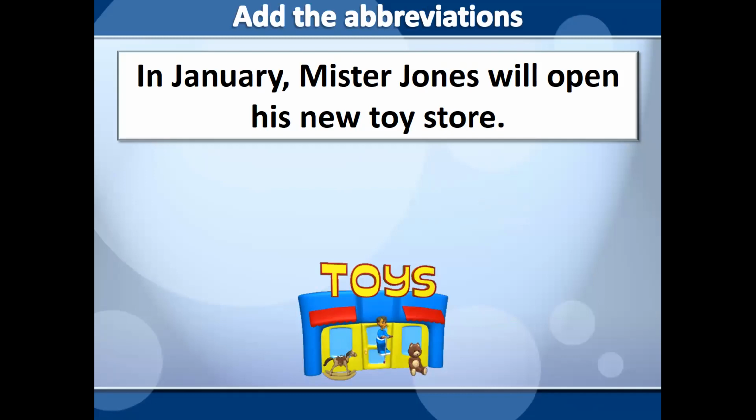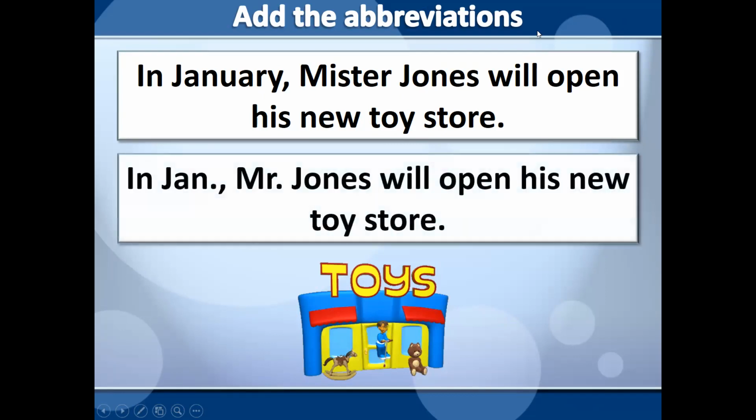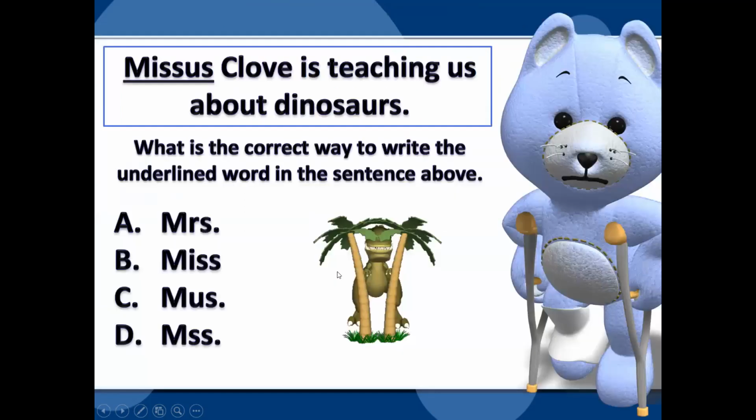In January, Mr. Jones will open his new toy store. Okay, I have 2 words here. We can add the abbreviation. Excellent. January and Mr. Good job. When we see this sentence, we will know that this is January and this is the abbreviation of the word Mister. Okay, grade 1. Don't forget the period and don't forget to start with a capital letter.